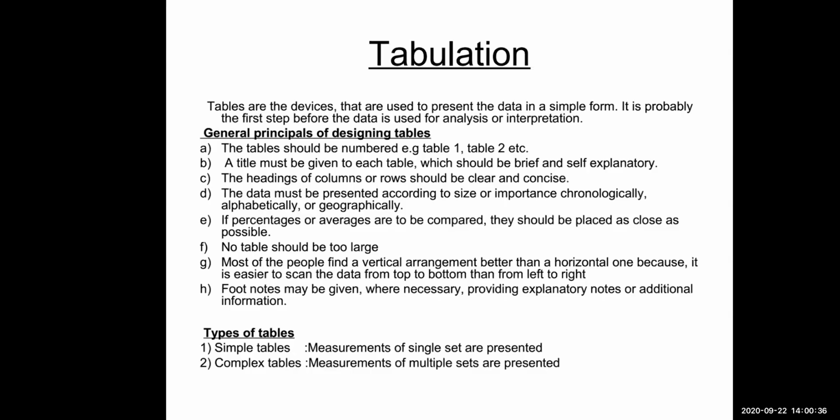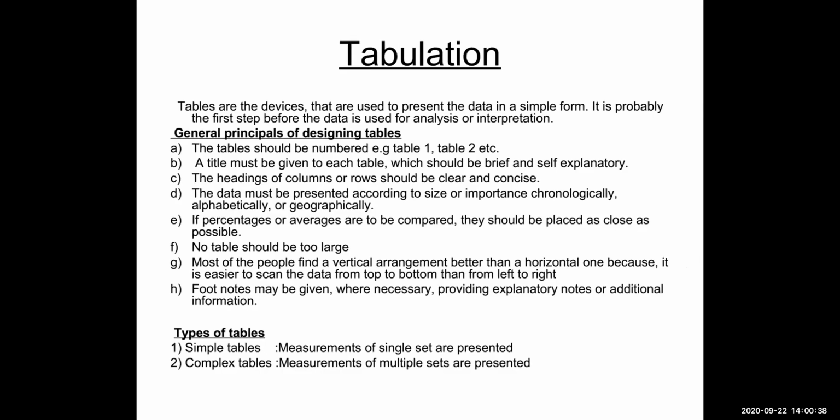Now, tables are the devices that are used to present the data in a very simple form, and it is probably the first step before the data is used for analysis or interpretation. So whenever you are designing the table, there are certain things which have to be kept in mind, which we have already discussed in the first part, that it should have table number, title, footnote, stubs, etc., which we have studied in part 1.